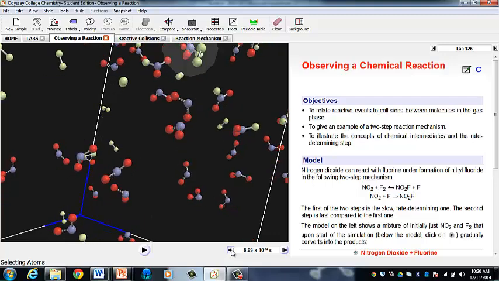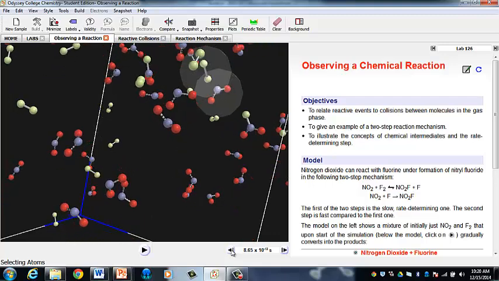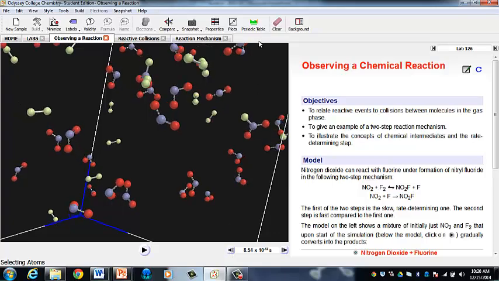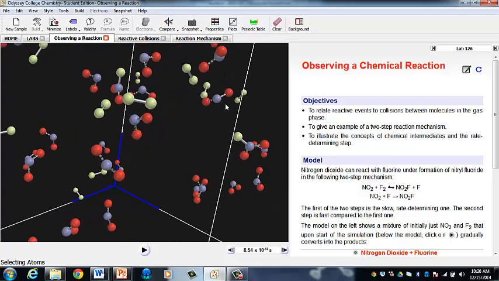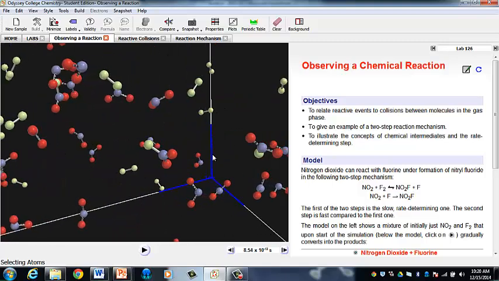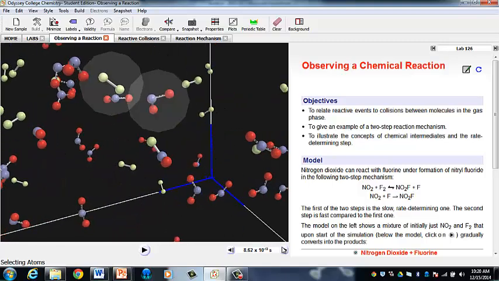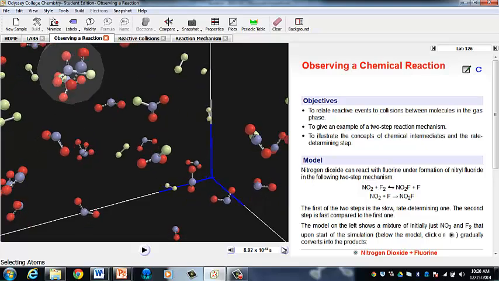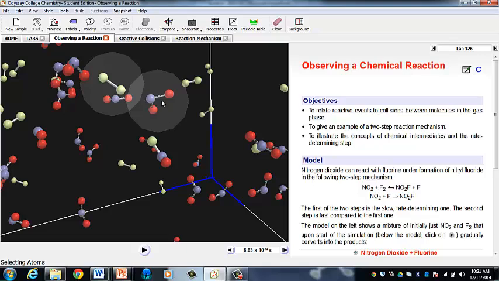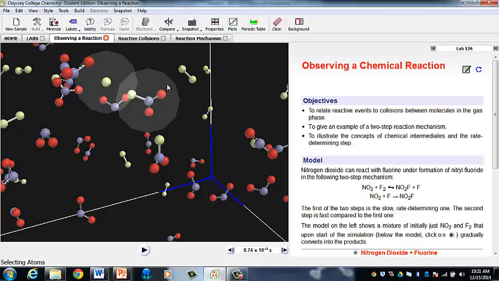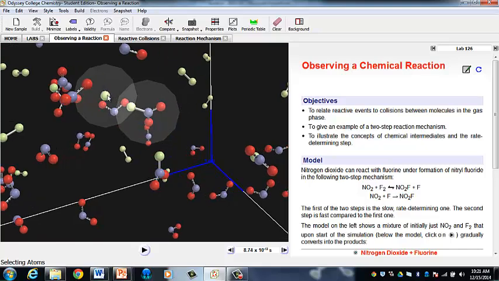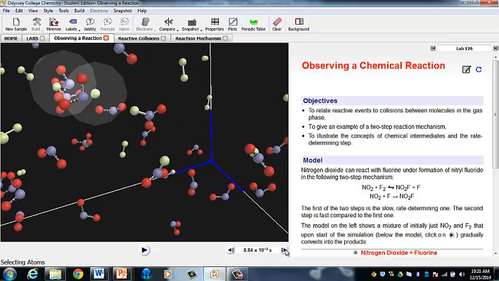Let's see if we can catch one in the act. Right up here, we have two molecules about to collide. They react. We actually saw both reactions going on there. Here I have NO2 bumping into F2. It steals the F atom, leaves a free F atom over here, and then that second F atom very quickly is going to add itself to another molecule of NO2.